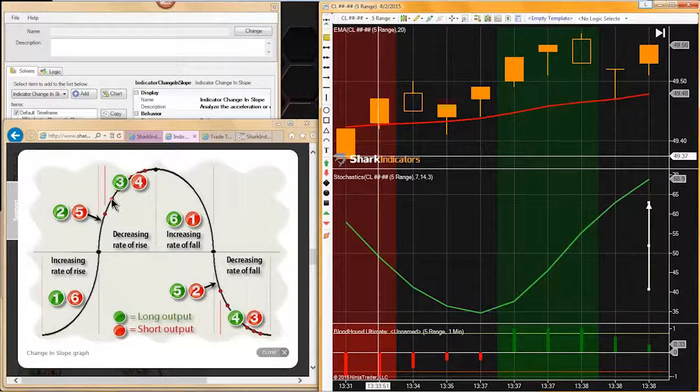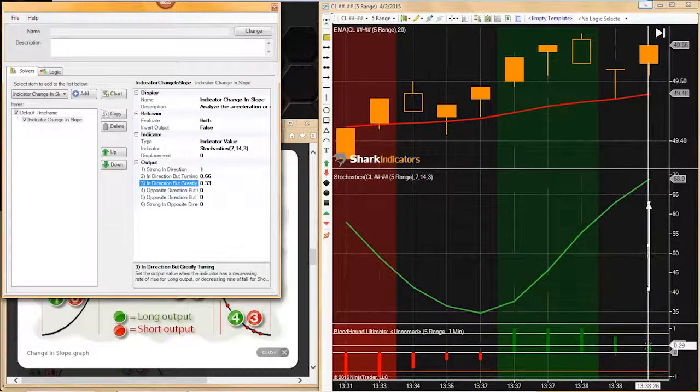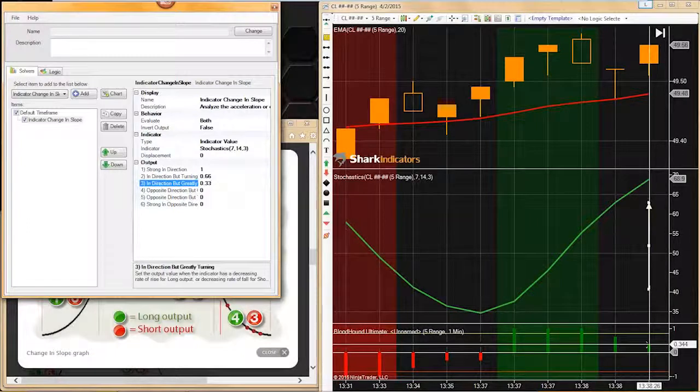So area 3 is the second bar on, second bar forward. Number 3 doesn't have any set number of bars. Only number 2 does. Number 2 just refers to the first bar that's flattening out. Number 3 refers to any bars afterwards. So the output number 3, I set that to a third, and that's why Bloodhound's output is a third right there.